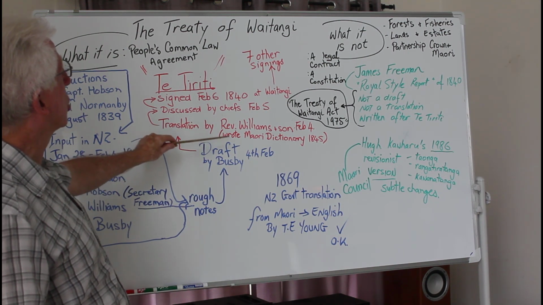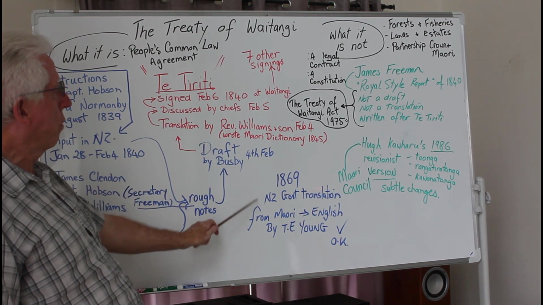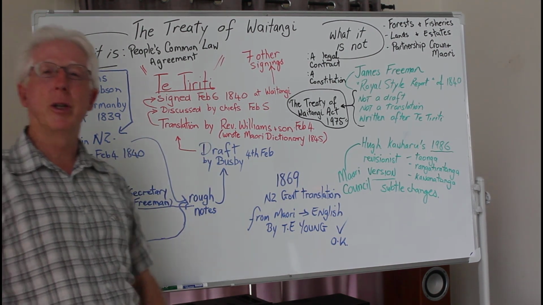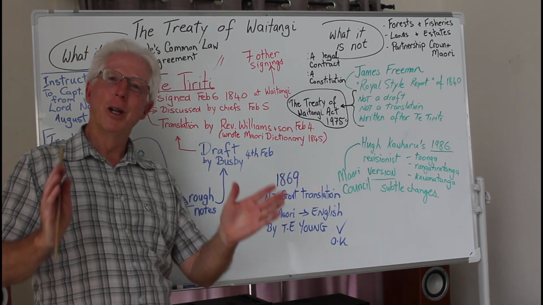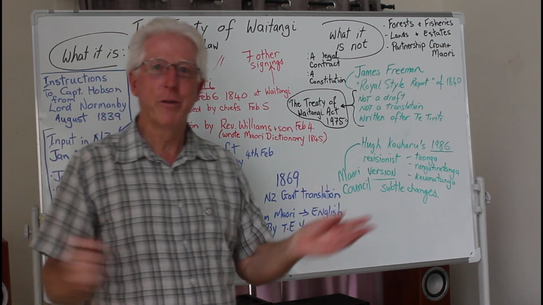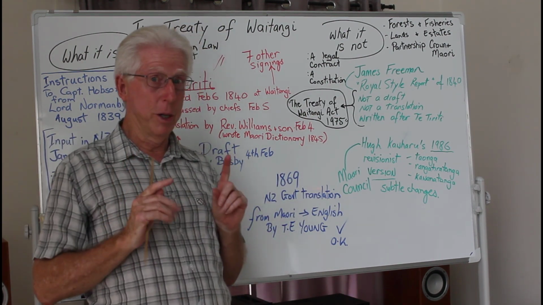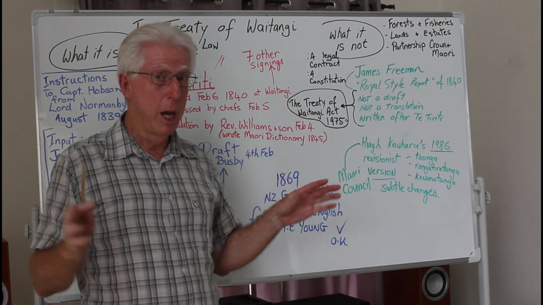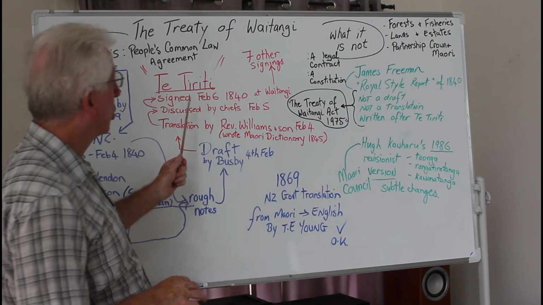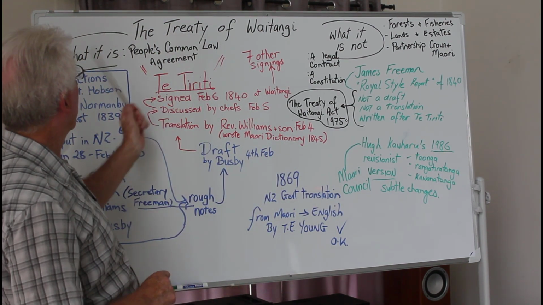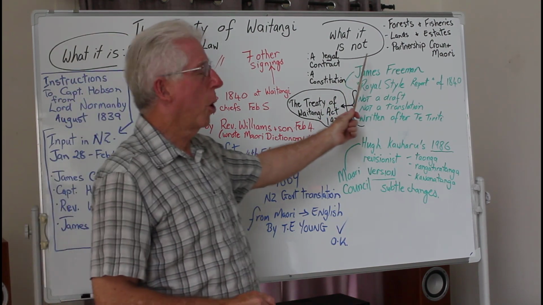So now I've given you an overview, and we know that the Treaty in Maori, and if we need to translate it, we can use the Maori dictionary or refer to the government translation of 1869, is the real deal. There is no ifs and buts, and all the confusion that's around this is deliberate to confuse the people of New Zealand and cut us off from the true meaning of the Treaty and what it is. And now we know what it is not.